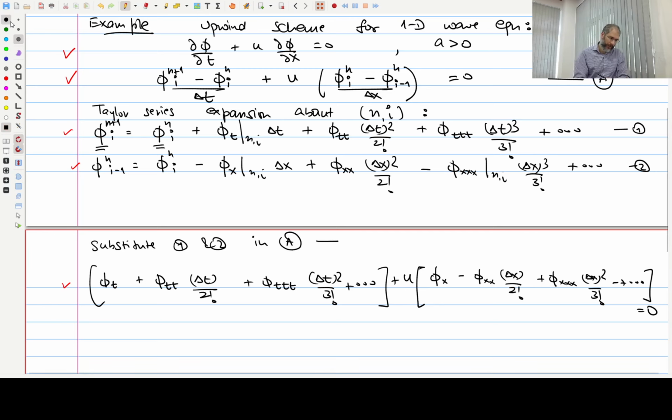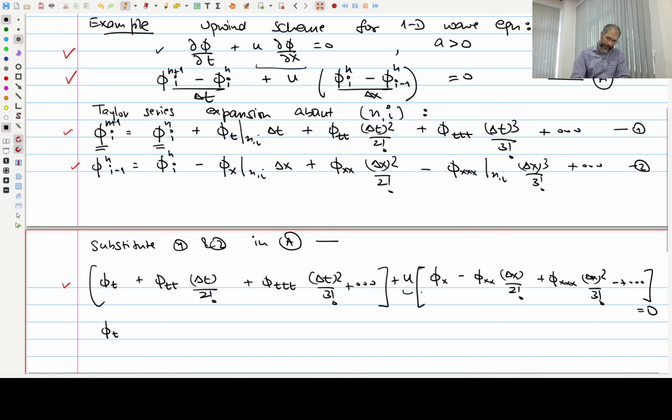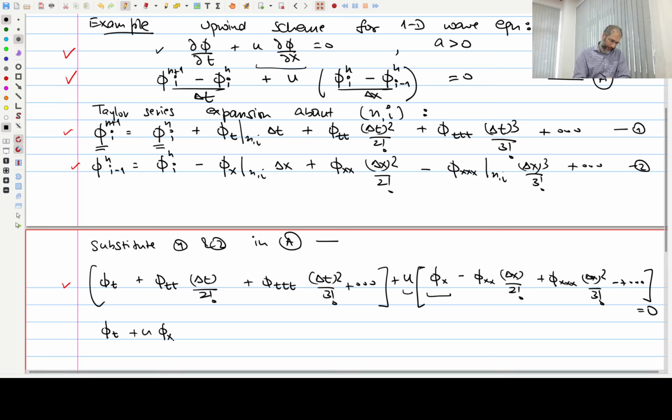Since our equation was of this form, del phi by del t, which is nothing but phi t, I keep the phi t term here. Then we had u times del phi by del x, and this was supposed to be 0, but now we can see it is not 0. So whatever is left, I'll move it to the right hand side. So this becomes equal to, first I'll write the time derivative terms.